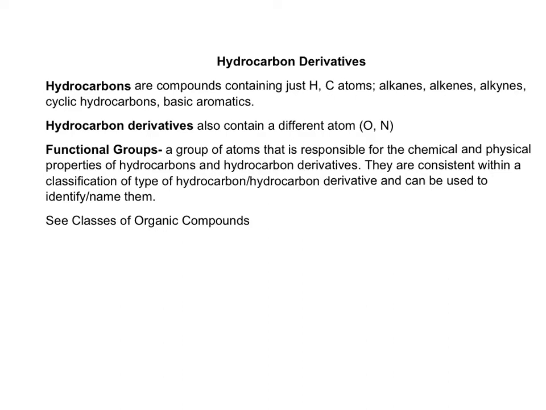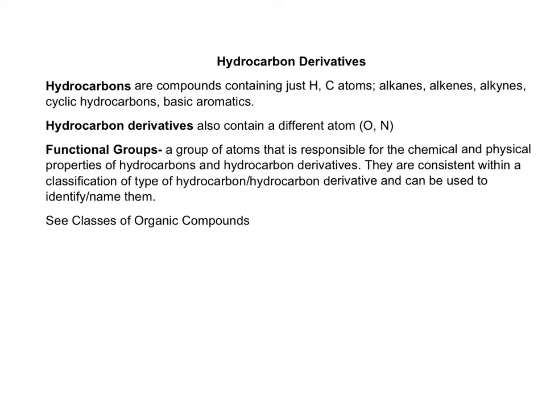Hydrocarbon derivatives. We've already touched on hydrocarbons. These were compounds containing just hydrogen and carbon atoms. And we've looked at alkanes, alkenes, alkynes, cyclic hydrocarbons, and basic aromatics. Hydrocarbon derivatives are compounds that contain another atom, and it's usually oxygen or nitrogen or both.